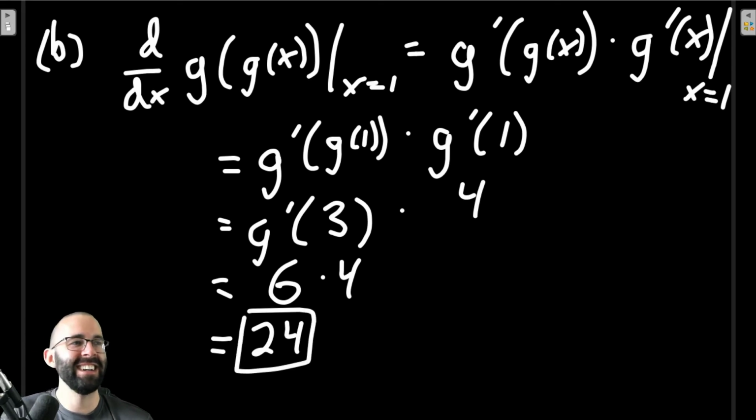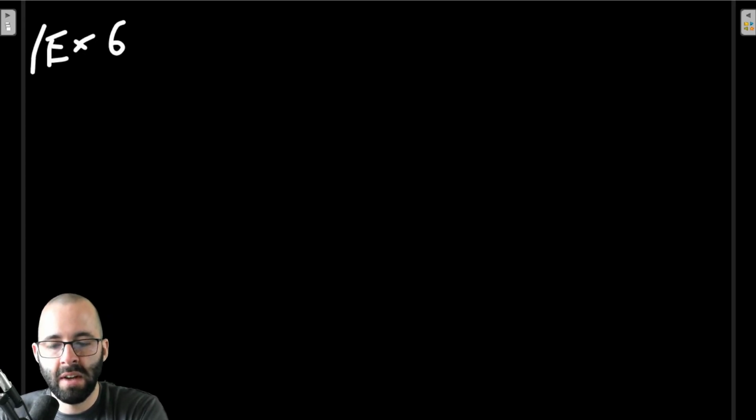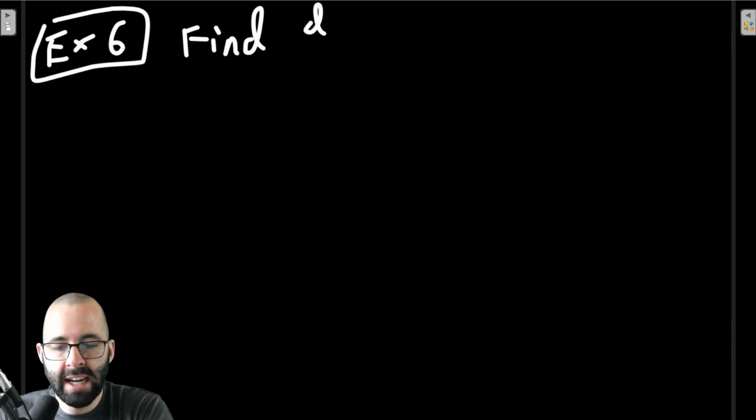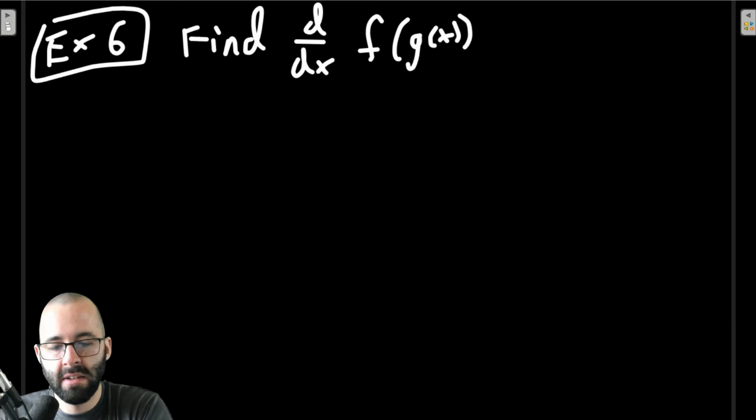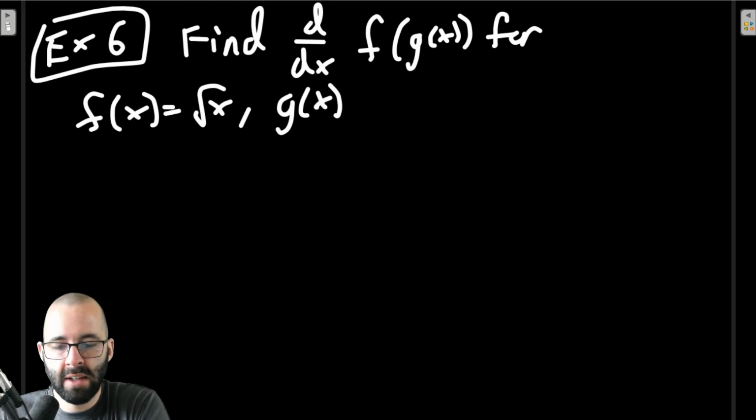All right. That's how you do this. Let's do a couple more. Again, I'm just trying to show you a couple examples of using this chain rule that look similar to the book problems. Giving you guys something to go off of. Okay. Example 6, find d dx of f of g of x, where f of x equals the square root of x, and g of x equals x squared plus 1.